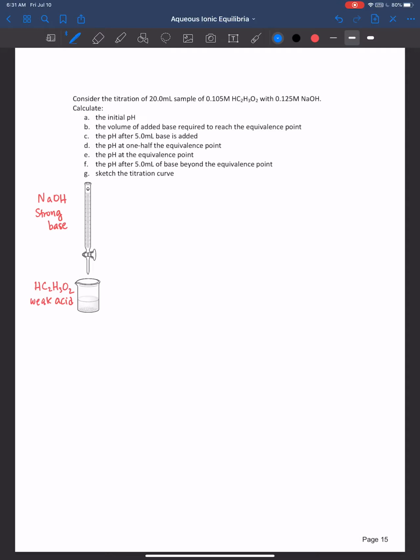The initial pH. And we ask ourselves, what's in my beaker at this point of the titration? Only acetic acid, which is our weak acid. And we've learned before that if we want to find the pH of a weak acid, we need to do a RICE table.